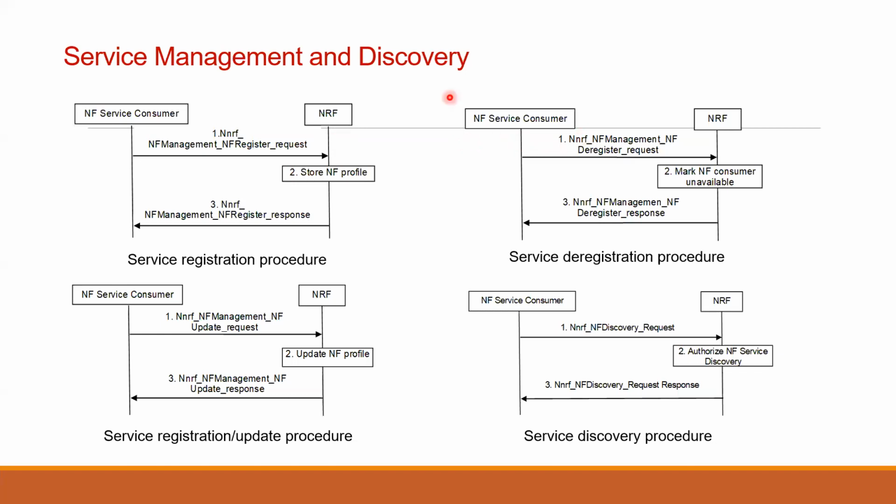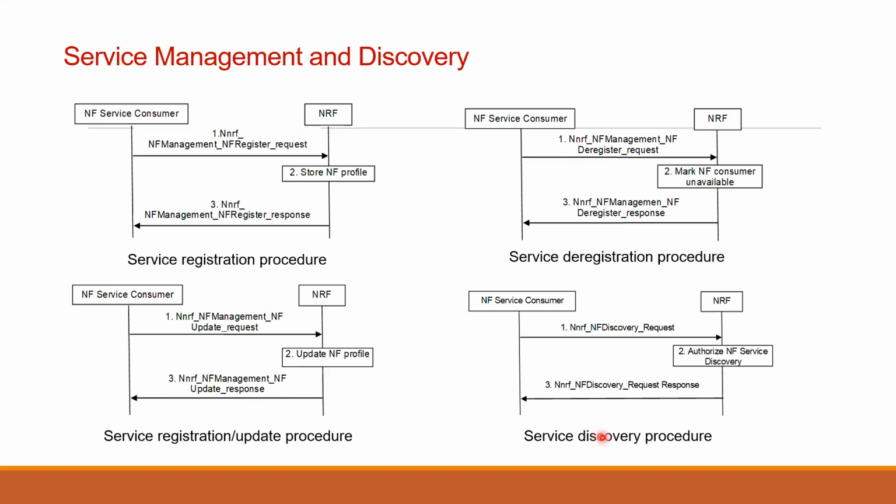And in case a network function is being removed from the network, you're scaling it down, it is going to send a deregister request to the NRF. The NRF is going to mark the NF consumer as unavailable, that is, no longer available, and send a response back. If there is an update procedure, if there are any changes in your network function, for example, you change its IP address or any other attribute associated with it, it is going to send an NF management request to the NRF. It is going to update the profile of that network function and respond back.